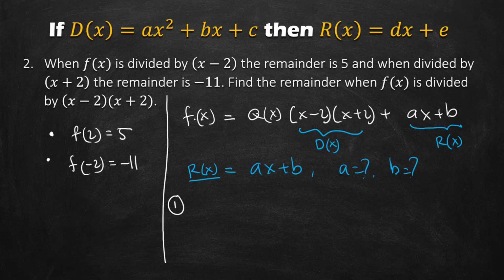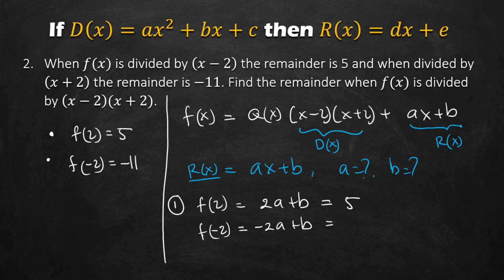So the first step is I will use f(2). If I choose x = 2, then the part here will be 0, and then we will get 2a + b = f(2), which here is 5. Same with the second one, I'll use x = -2. Same thing, the part here will be 0, and then we will get -2a + b. f(-2) is -11.